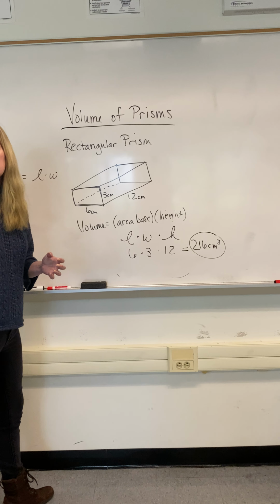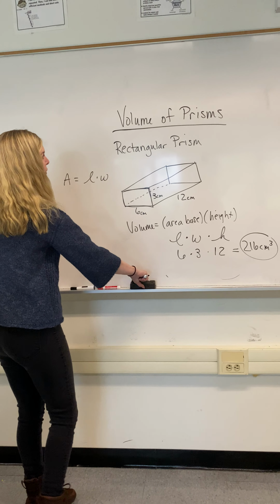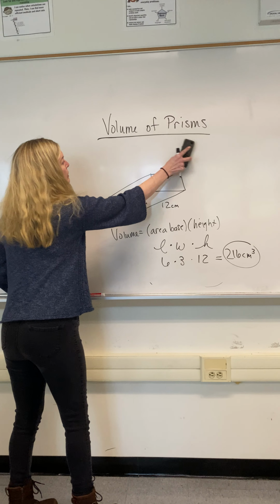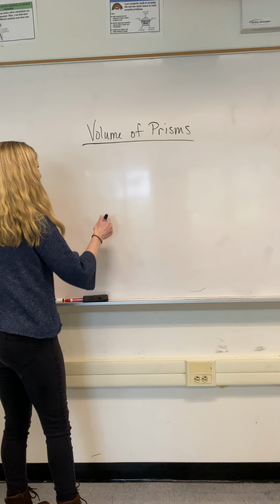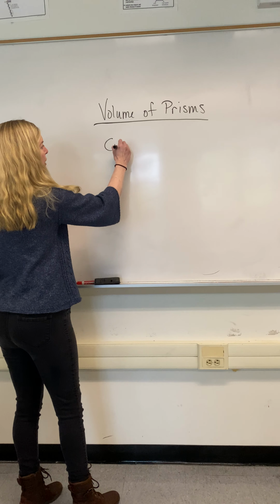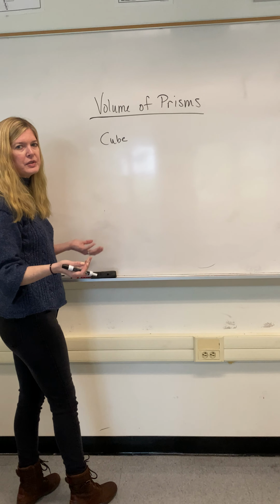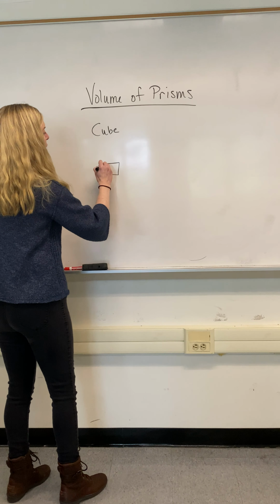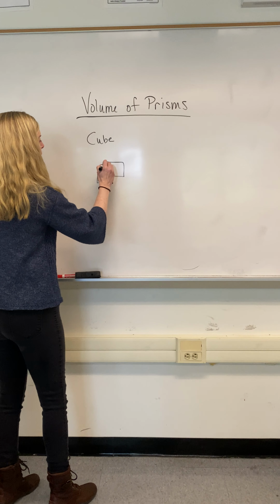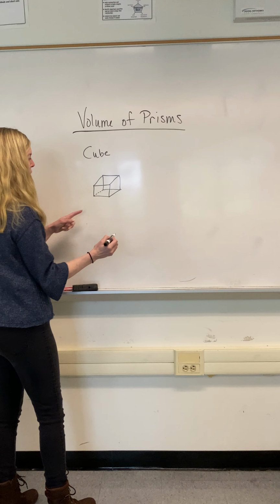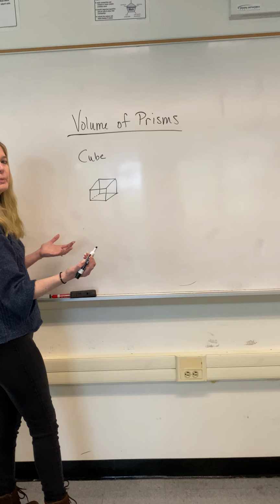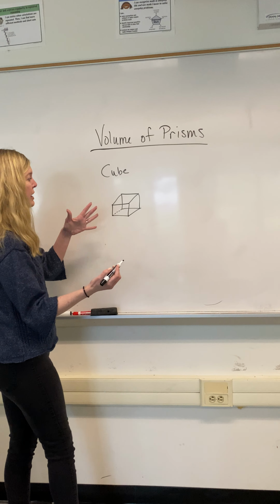So we have different types of prisms. We also have what's called a cube. A cube is pretty much a square. It has a square base, but all the sides are the same in a cube. So a cube is pretty easy. So again, you do two squares, and that's a cube. The easy part about a cube is that all the sides are the same.